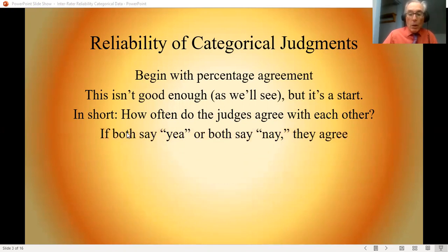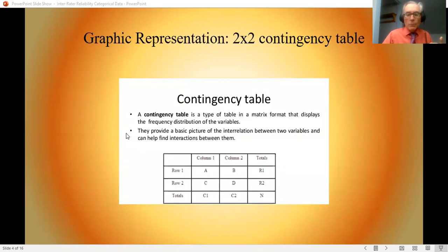So if you and I are the two judges and we both say, yep, that's one of them, we've agreed. If we both say, nope, that's not one of them, we've agreed. The disagreements, of course, would be those cases in which either one of us has said yay, but the other has said nay. Now, typically, we're going to represent this using a contingency table. And for dichotomous judgments, that's going to be a 2x2 contingency table. And here's an illustration of what one would look like.